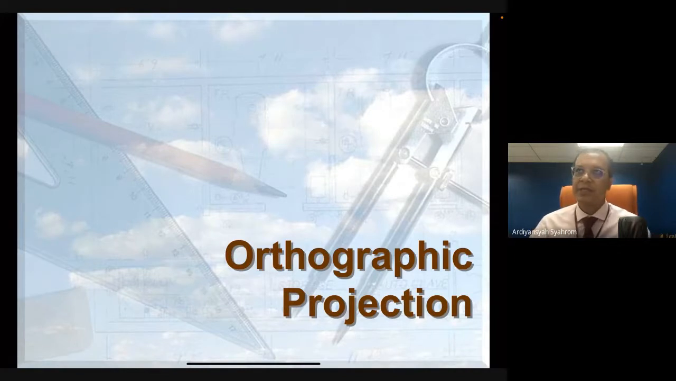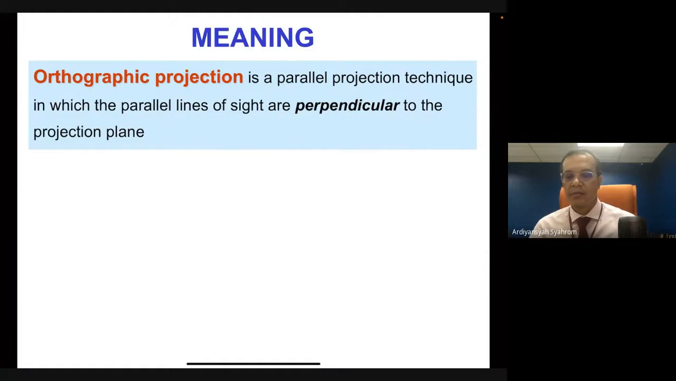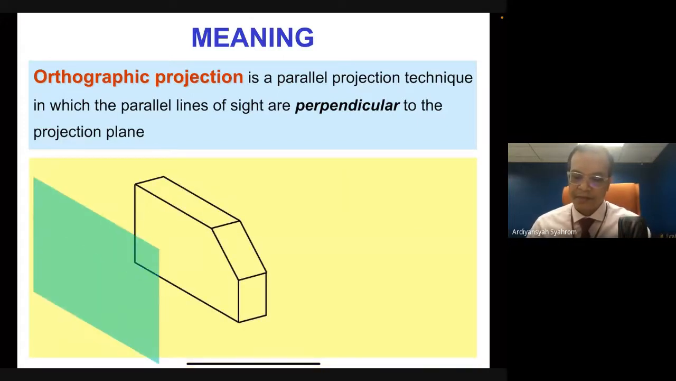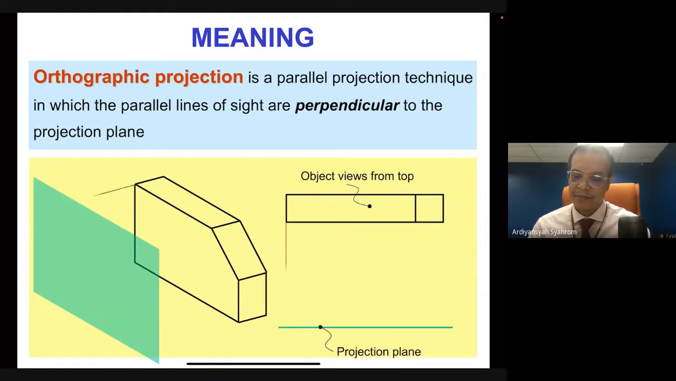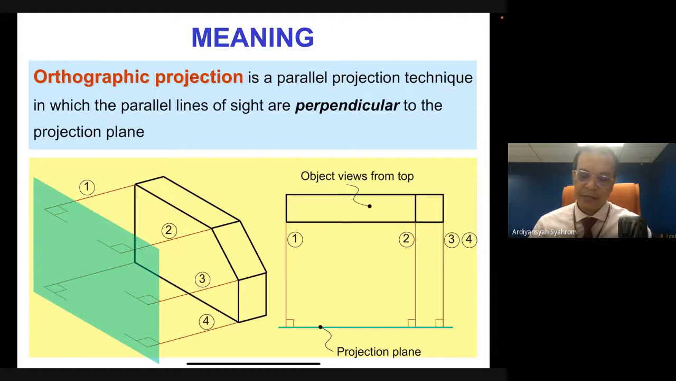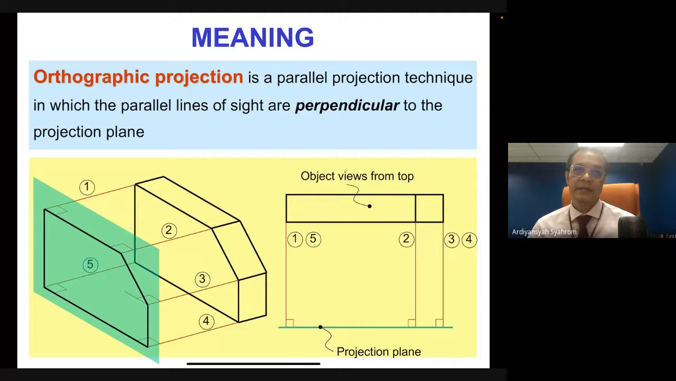Then orthographic projection. Orthographic projection is a parallel projection technique in which the parallel lines of sight are perpendicular to the projection plane. That is perpendicular to the plane. You can develop on that one.